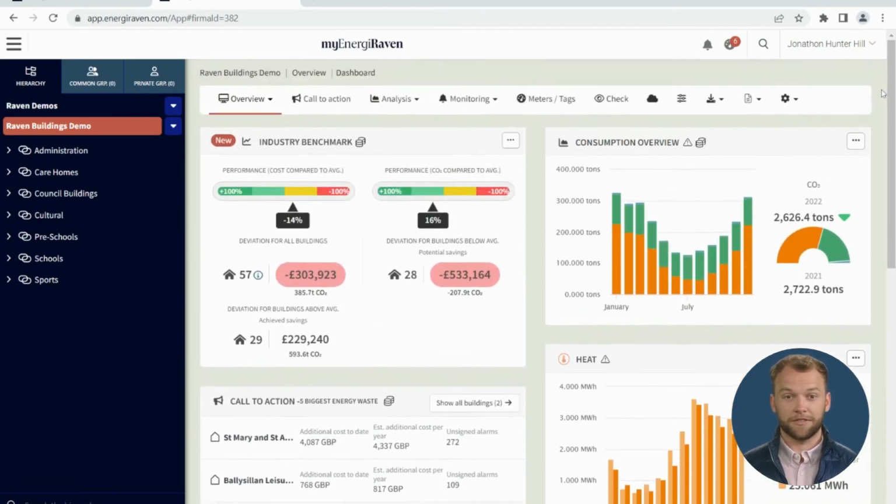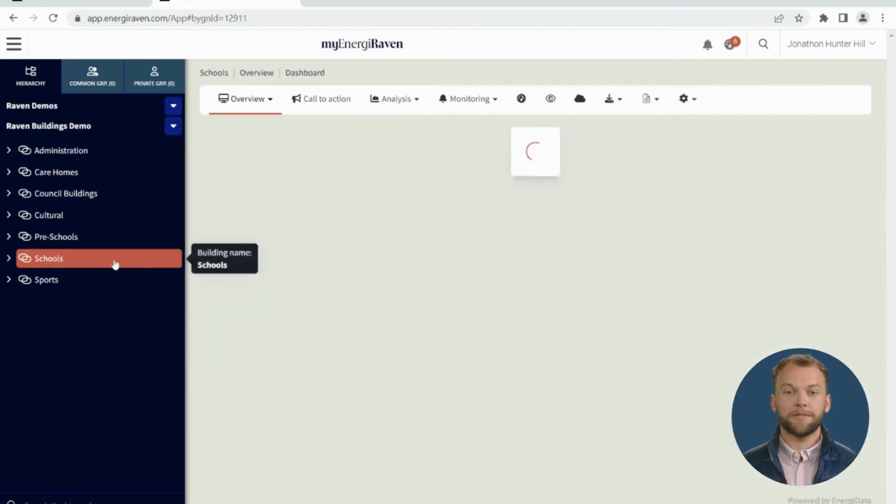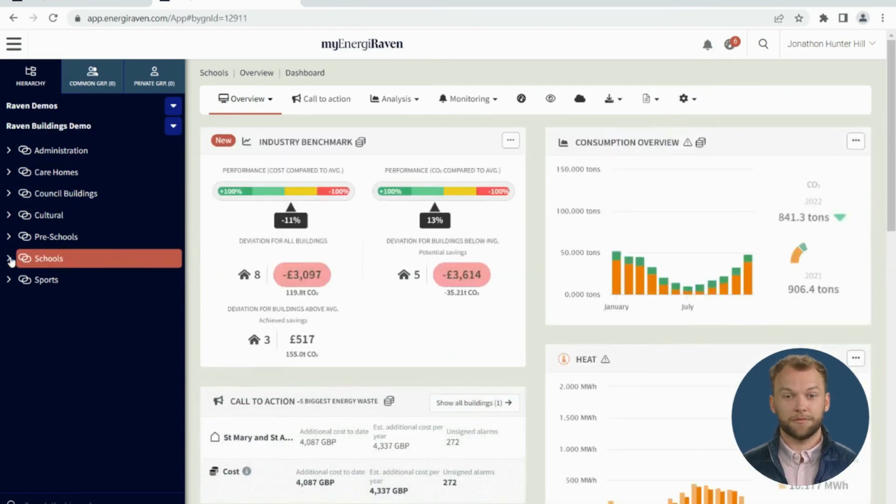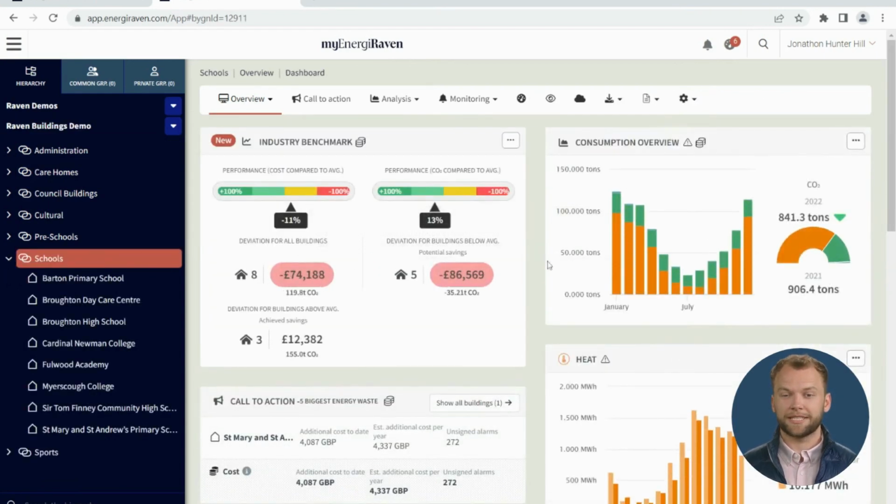Upon entering the platform, you can see that we have organized our portfolio by type. Let's take a look at the schools in the Raven demo. We have 8 schools in this section. The dashboard gives us a quick overview of the energy performance of all the schools in our portfolio.